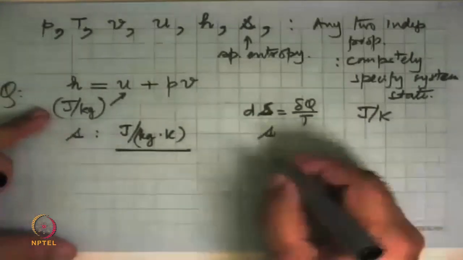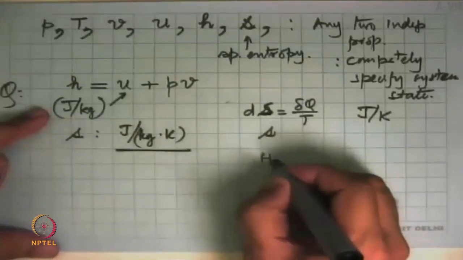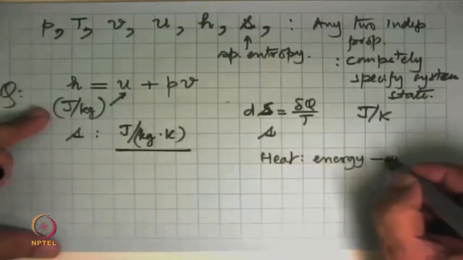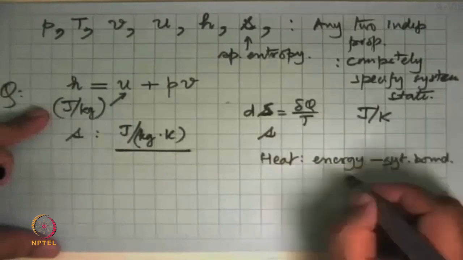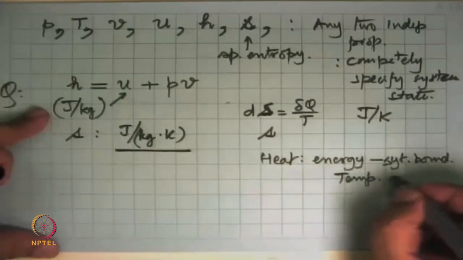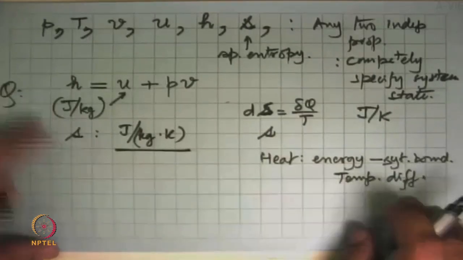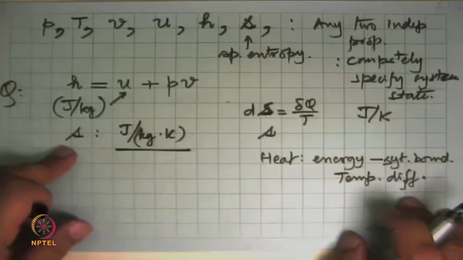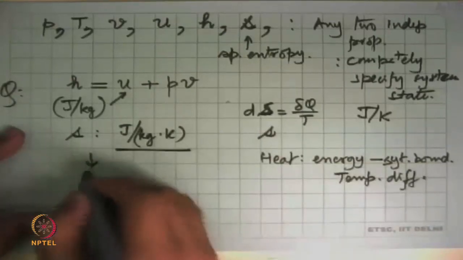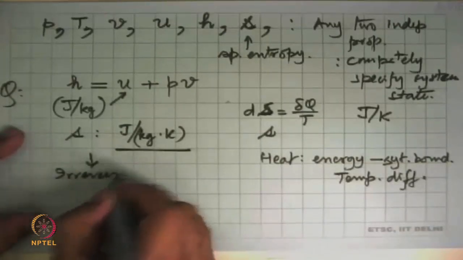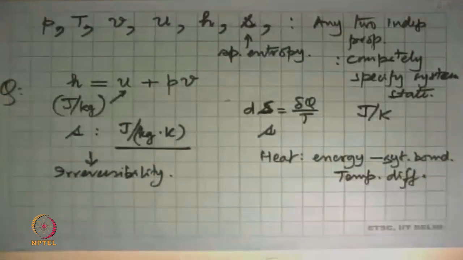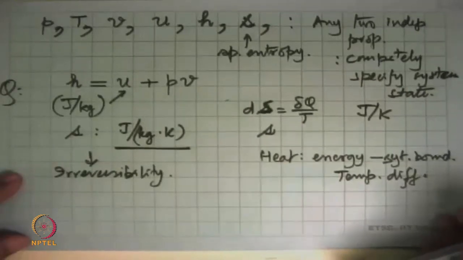Heat, we have already defined in the previous module, is that form of energy that is transferred across the system boundary because of a temperature difference. So these are two very, very different things. Heat is energy, while specific entropy or entropy is an indicator of the amount of irreversibility that is there in a process. Okay, so those are two questions that are there.